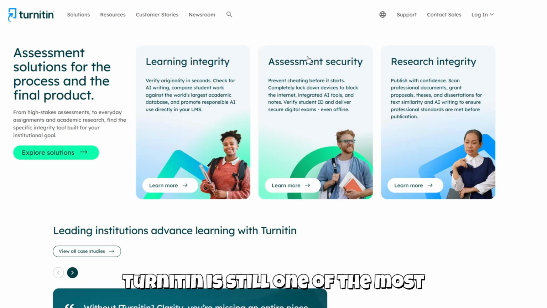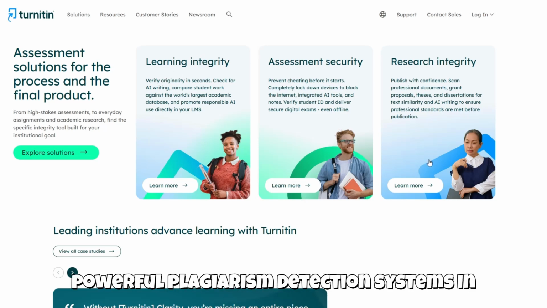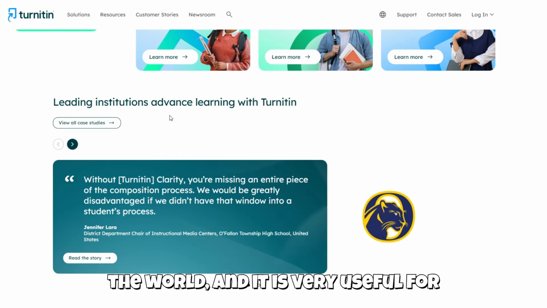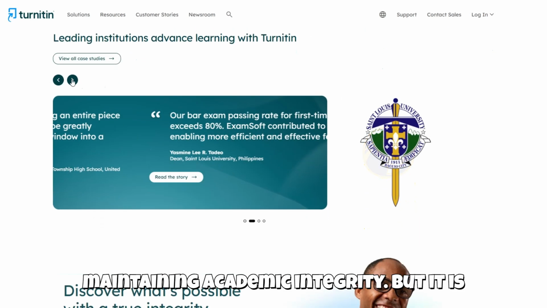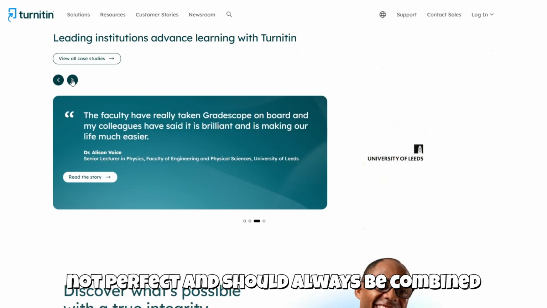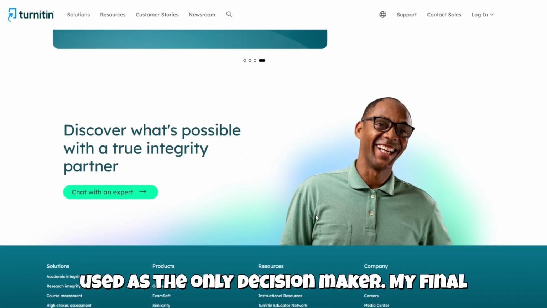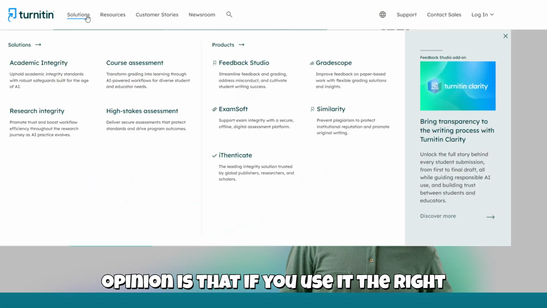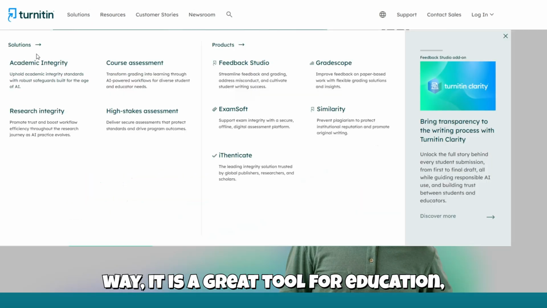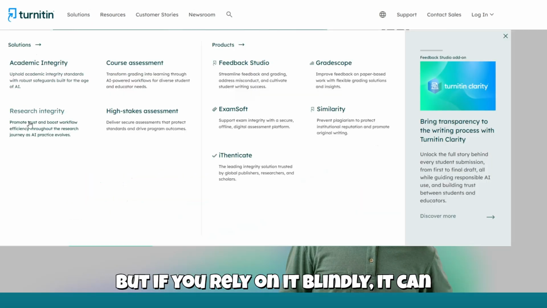So overall, the honest truth is that Turnitin is still one of the most powerful plagiarism detection systems in the world, and it is very useful for maintaining academic integrity. But it is not perfect and should always be combined with human judgment instead of being used as the only decision maker. My final opinion is that if you use it the right way, it is a great tool for education. But if you rely on it blindly, it can sometimes lead to unfair results.